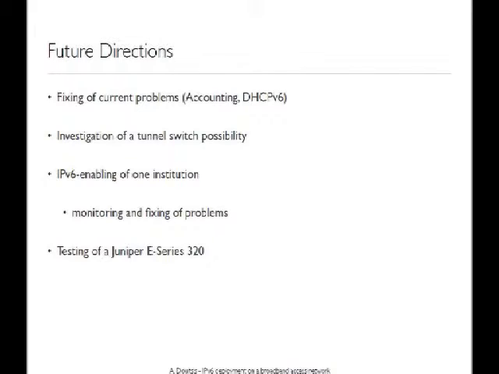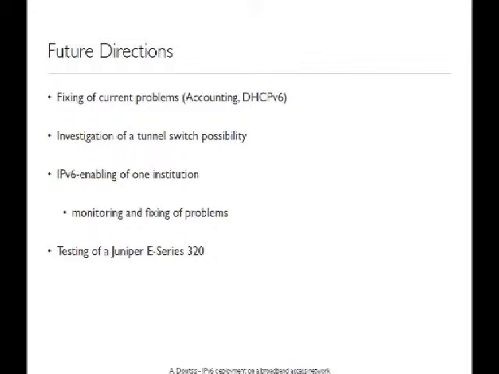Okay, where are we going from here? Of course, we want to fix the current problems that were described earlier. We're also toying around with a tunnel switch from Hexago, and this will be to accommodate all the users that won't have either Vista PPPoE or other PPPoE, or even a native CPE capability. And we hope that within 2009 we'll fully IPv6 enable one institution, and then we'll monitor and fix whatever problems arise along the way.